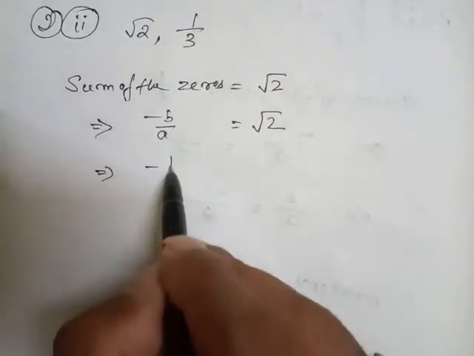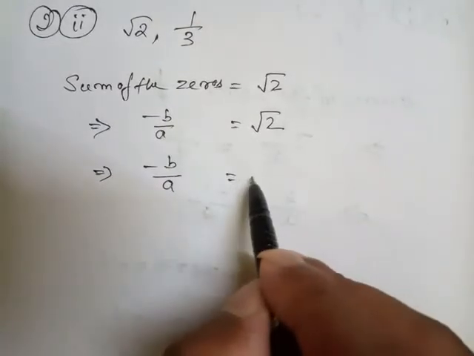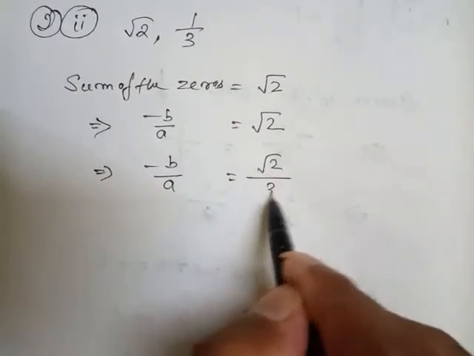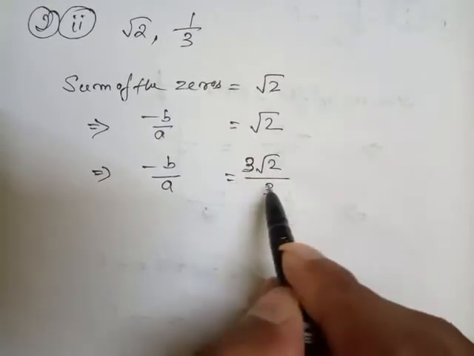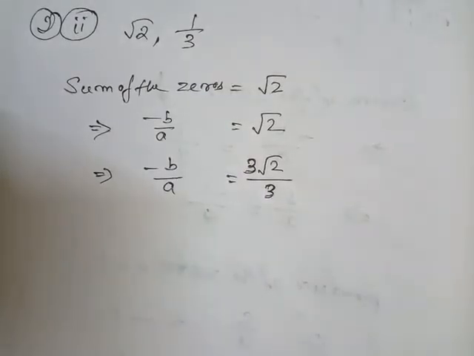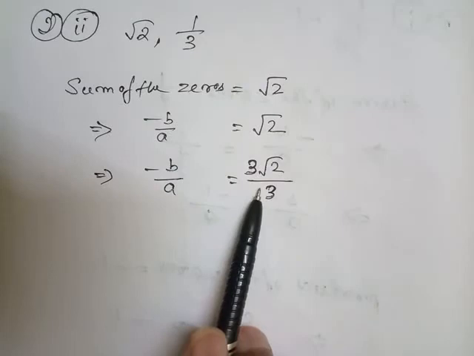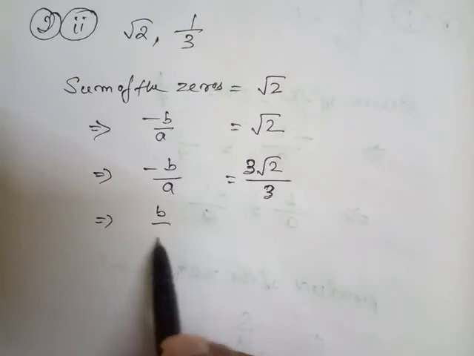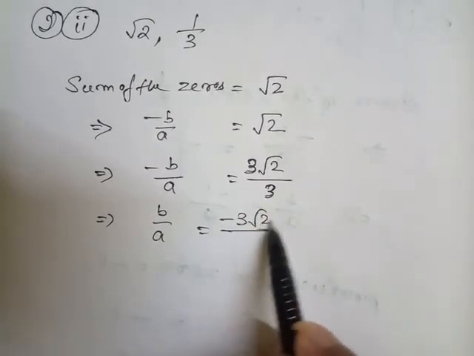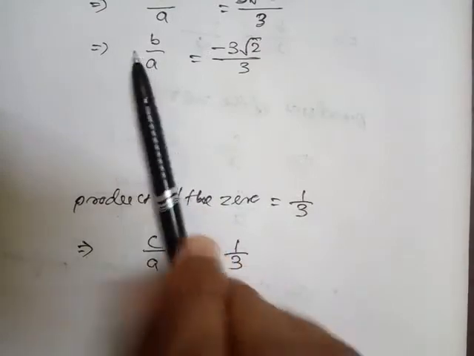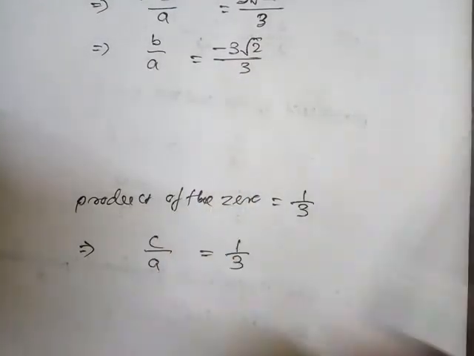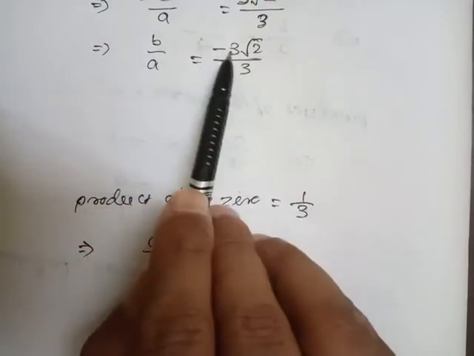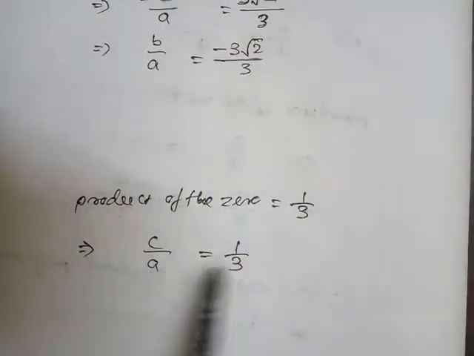So in the next step, if I write minus b by a equal to root 2 by 1, and if I multiply both the numerator and denominator by 3, then a equals 3 and b by a equals minus 3 root 2 by 3. And product of the zeros is c by a, where c is 1 and a is 3. So b is minus 3 root 2, a is 3, and c is 1, a is 3.